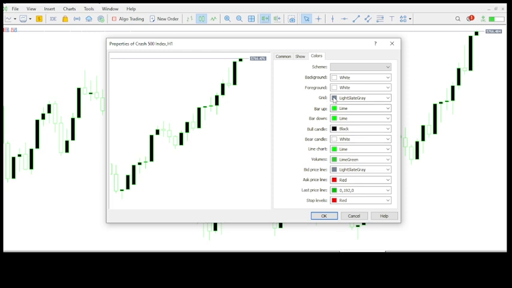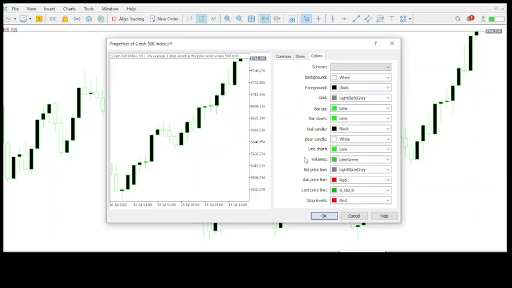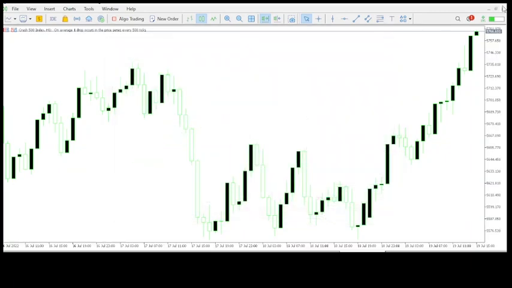Now I will go to this foreground. So I will go there and change it to black. Once I change it to black and click OK, you can see my prices, the price levels, have appeared right here. Okay, so after this, I don't like the color of these candles.